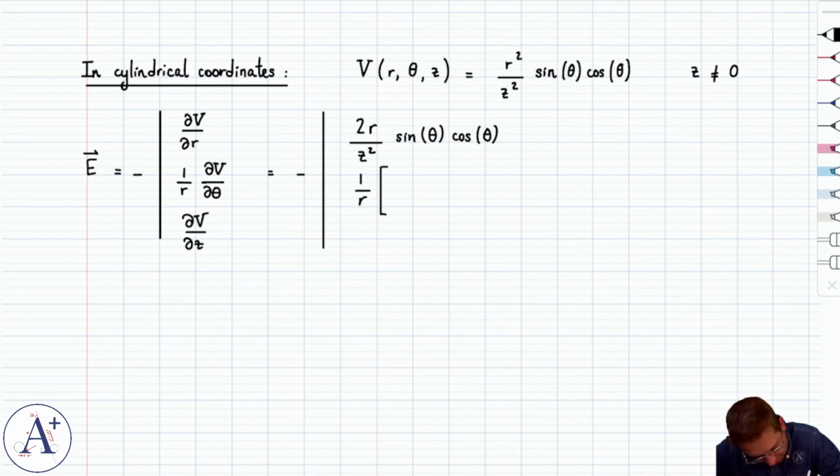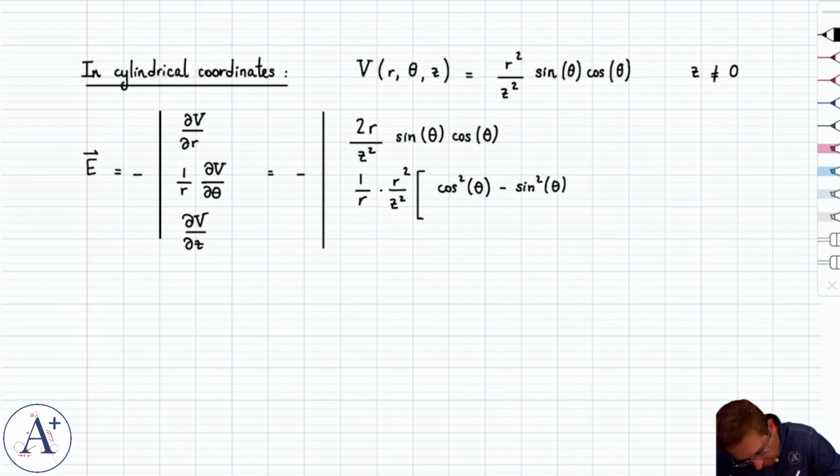Then we're going to get 1 over r. And we need to use the product rule here. I'm going to get r squared over z squared. Actually, that would factor out, so let me do this a little bit more logically. Multiply 1 over r by this, factoring out r squared over z squared. Then we're going to get sine theta differentiates into cosine theta. That gives me cosine squared of theta. And then cosine differentiates into minus sine. So I get minus sine squared of theta. And this is the product rule, of course. And so here's our second component, our theta component. And then relative to z, it's easy. We get minus 2 r squared over z cubed sine of theta cosine of theta.